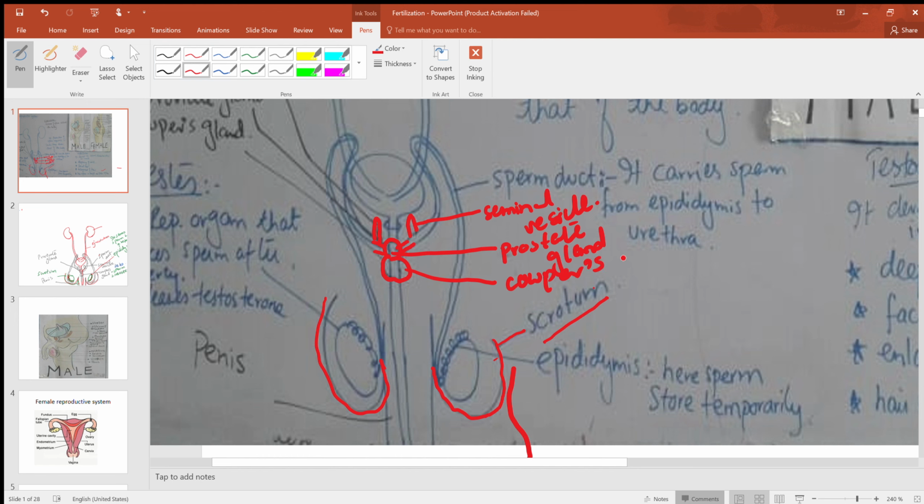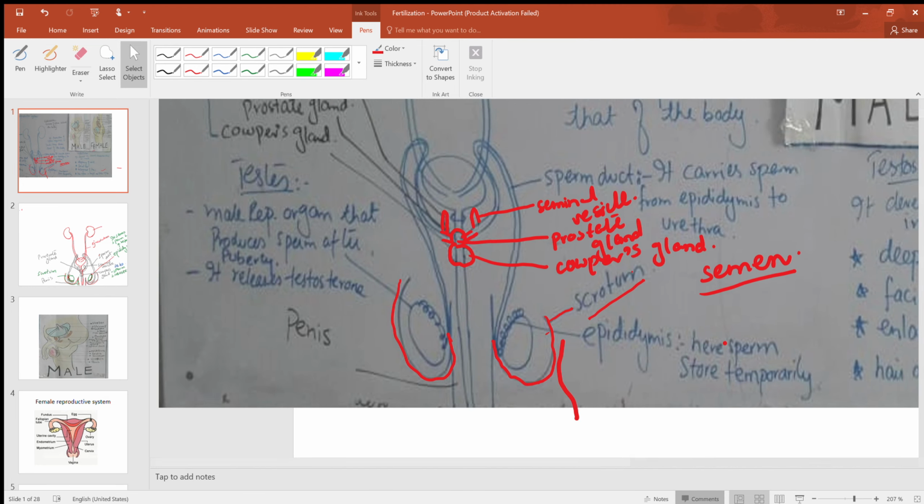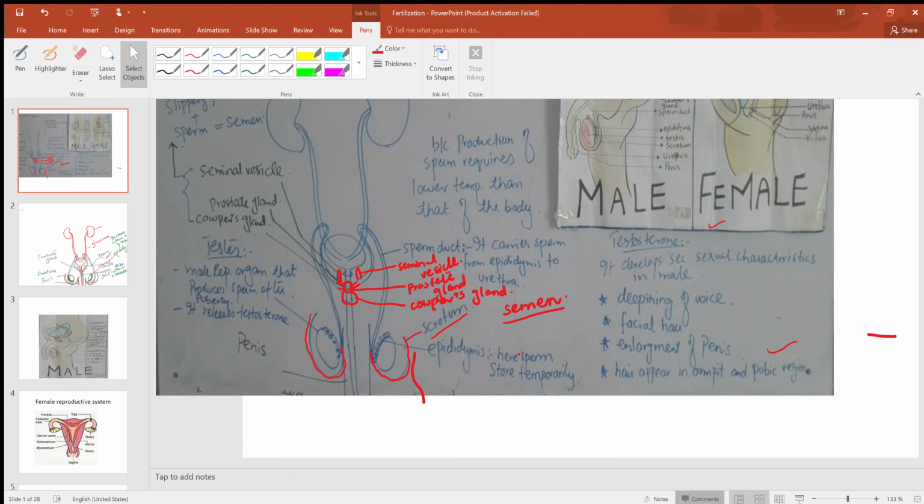Now, what is the function of these glands? It is to secrete a fluid, and this fluid along with the sperm is collectively called semen. What is the function of this fluid? It is to provide a transporting medium for the sperm so that the sperm can swim in it. Plus, it provides nourishment to the sperm, because sperm is a living structure and it requires nourishment. Eventually, the sperm will be released outside the body through the penis.